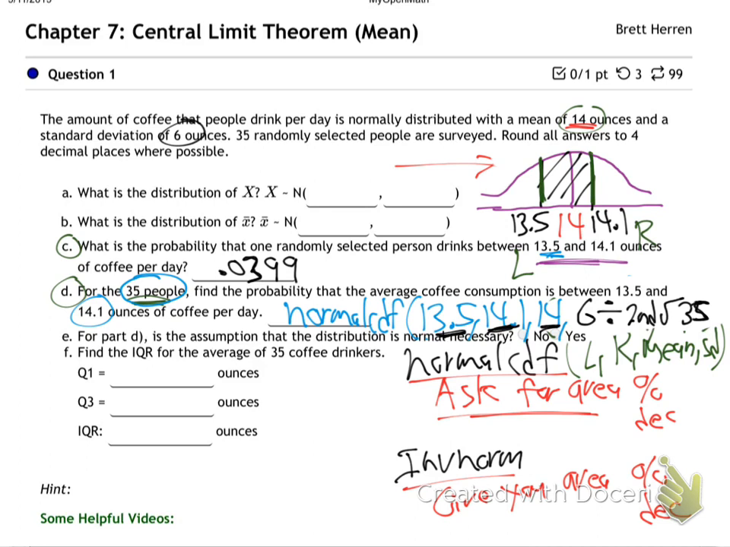So I'll do it. It's going to be 13.5, comma, 14.1, comma, 14, comma, and it's 6 divided by second square root of 35. So I'm getting 0.2283. Y'all getting that? 0.2283? Is that making sense?